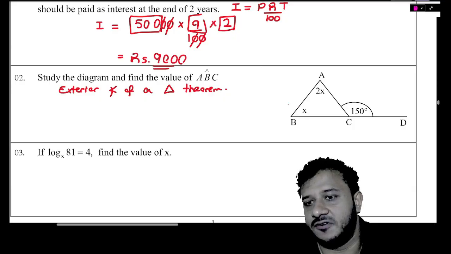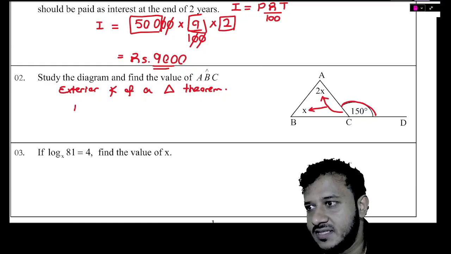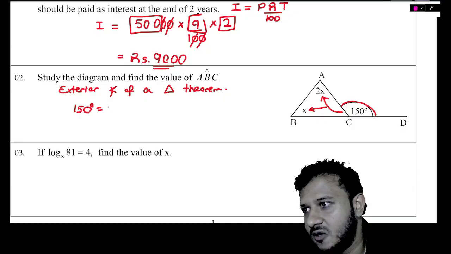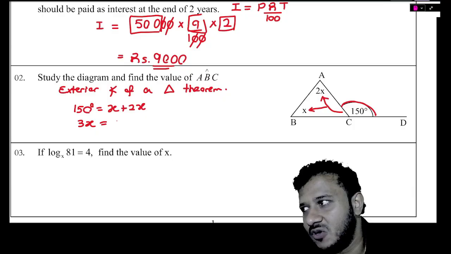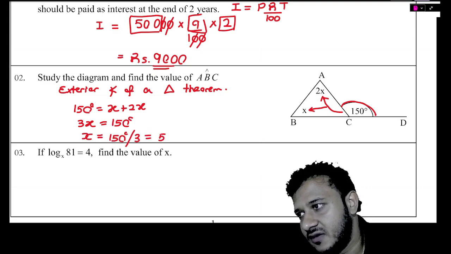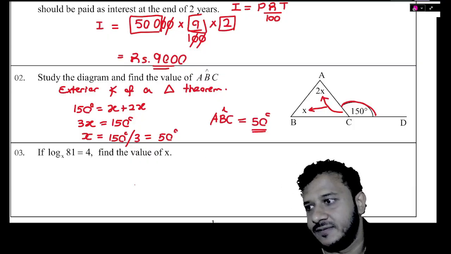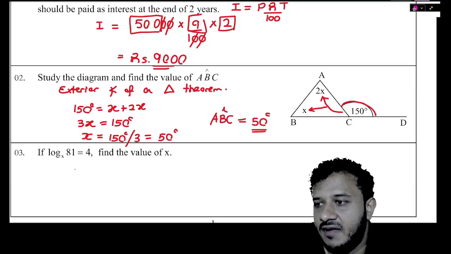What is the exterior angle of a triangle theorem? The exterior angle of a triangle is equal to the sum of the two interior opposite angles. So that means this 150 degrees is equal to x plus 2x. x plus 2x means 3x. 3x is equal to 150. Then 1x will be equal to what? 150 divided by 3, which is 50 degrees. And angle ABC means x angle. x angle is how much? 50 degrees.